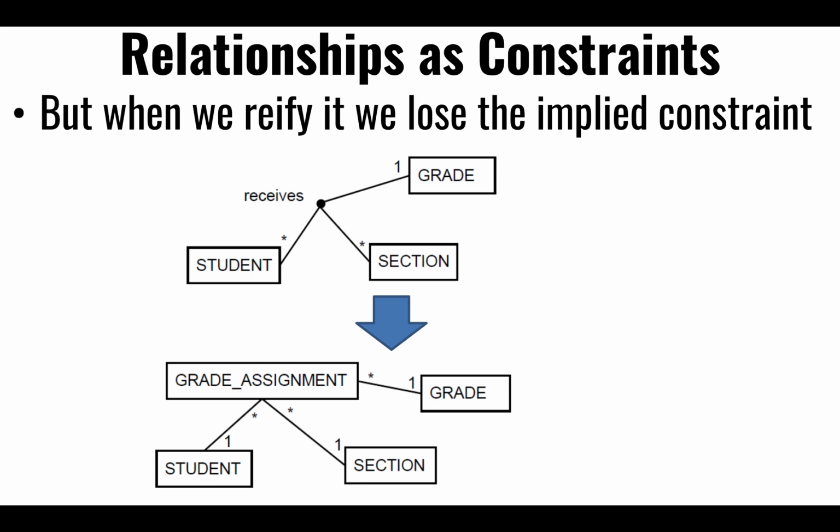There's nothing stopping us from having the same student, the same section, having one grade, and then later on, the same student with the same section, but a different grade. There's nothing stopping us from doing that. So the reification basically lost the original constraint. We lost the constraint that was implied in the UML class diagram when we reified it. Make sense? Let's try and solve that. What could we do to fix it?